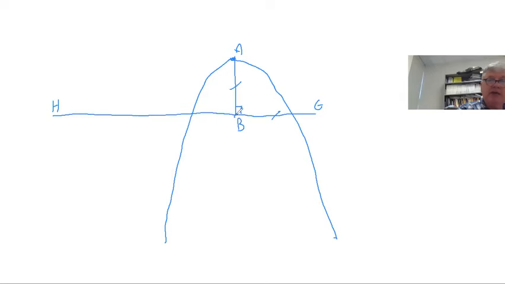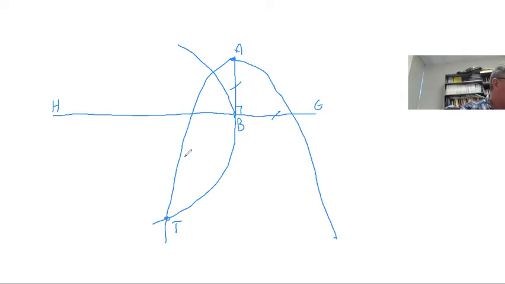And then we construct our hyperbola with vertex B, axis BH, and parameters AB, both parameters equal to AB. So again, we get a hyperbola. And let T be the intersection of the hyperbola with the parabola, the intersection below BH right there.